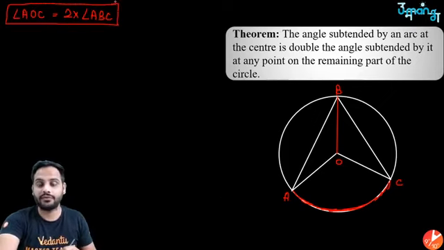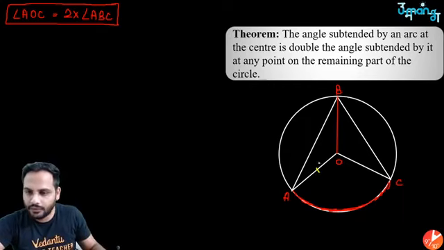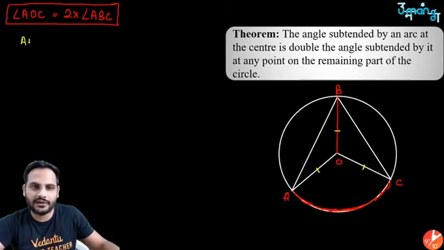Okay, now how do I prove this part? Let's understand. First thing, I can say that AO, OB, OC all will be equal because they all are radius. So AO is equal to OB is equal to OC because all belong to the radius. Then if I look at triangle AOB, you can clearly see it is an isosceles triangle.